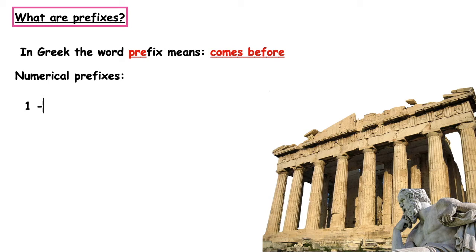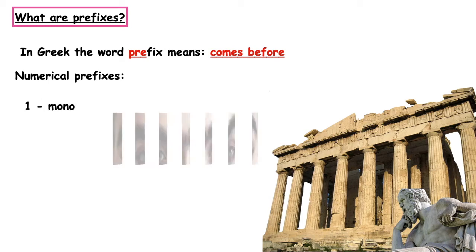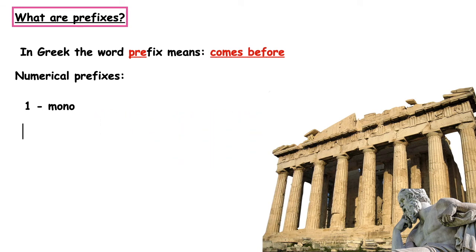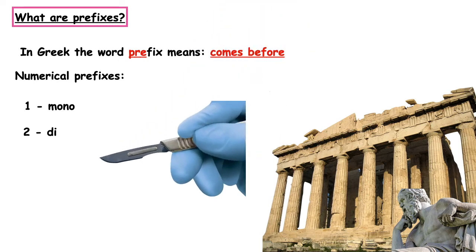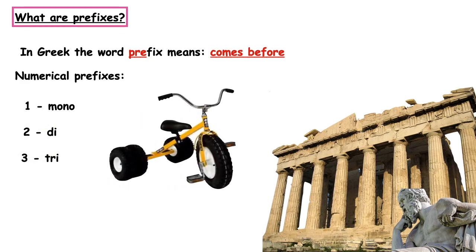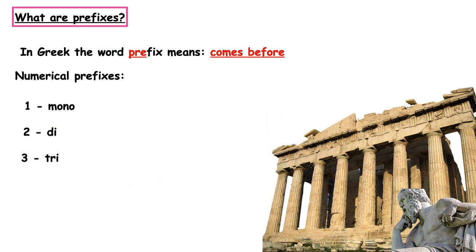For one, we have the prefix mono. Think about monobrow, someone with one eyebrow. Two is di. I think about dissect, when you cut something in two. Three, the prefix is tri. Think about a tricycle. It has 3 wheels.